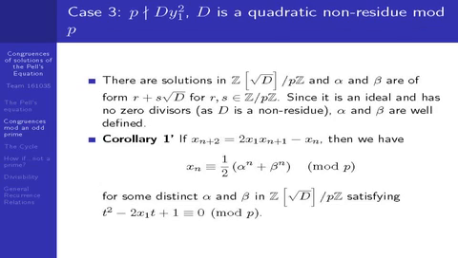When d is a quadratic non-residue mod p, we need to consider the field extension of the original field. In this extension, since it's an integral domain and there are no zero divisors because you can just expand it, alpha and beta are well defined, and you can have the same formula. So why am I obsessed with the existence of alpha and beta?